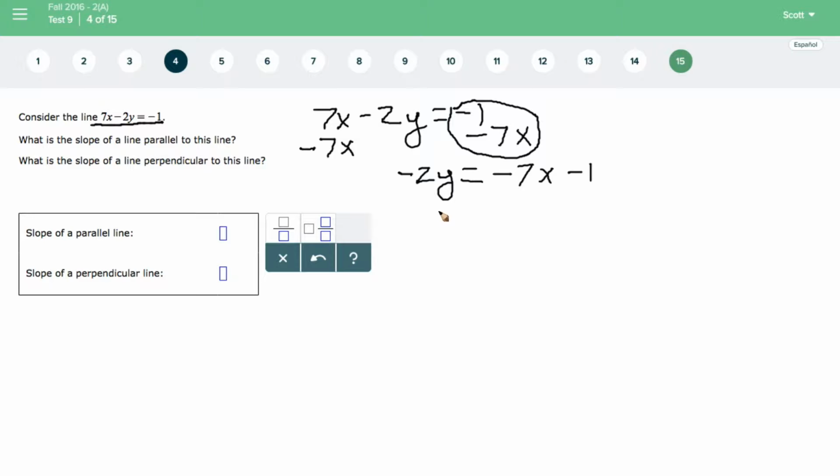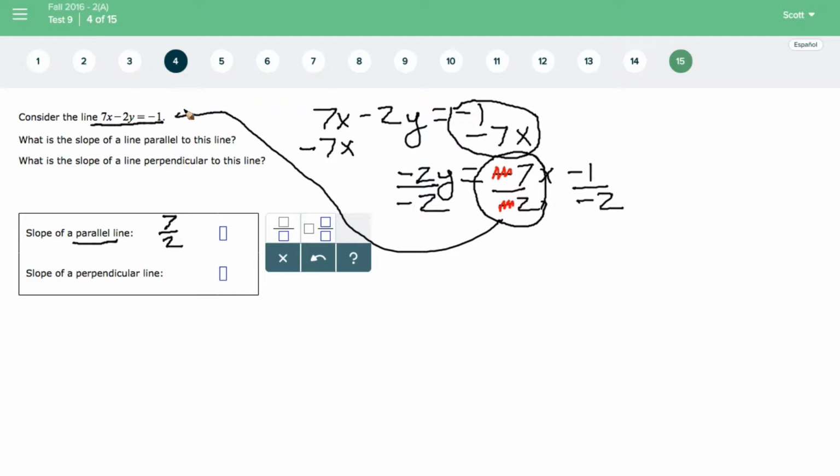and negative 1. Now we're just going to divide by negative 2, divide by negative 2, and divide by negative 2. And here's our slope, although we see that we have two negatives, so the two negatives will cancel each other out, giving us our parallel line is 7 over 2, because it's got to be the same. This is the slope for this line, so parallel, it needs to be the same, 7 over 2.